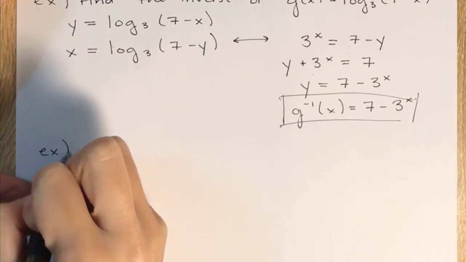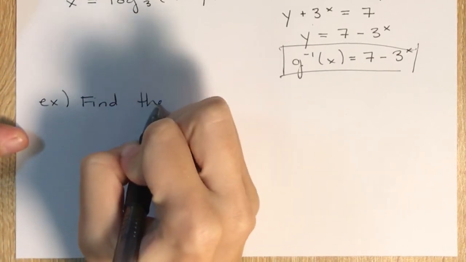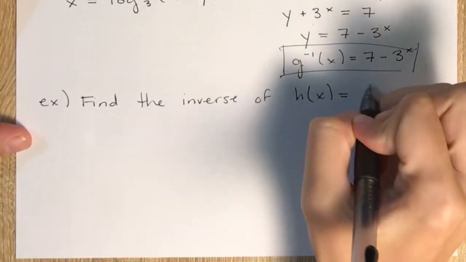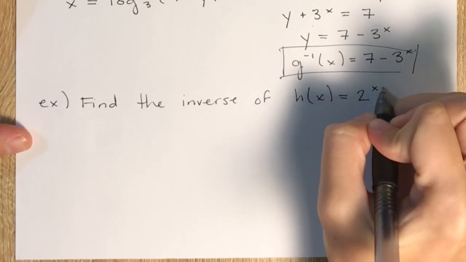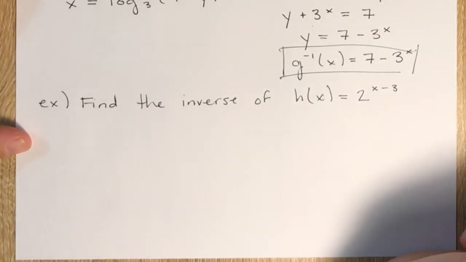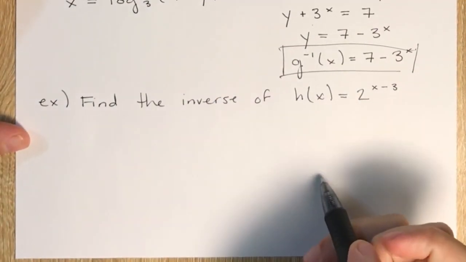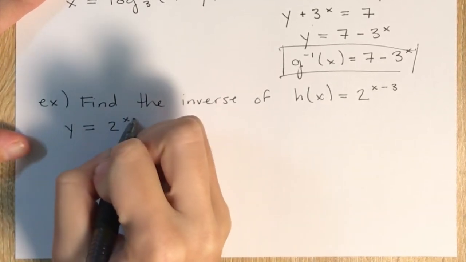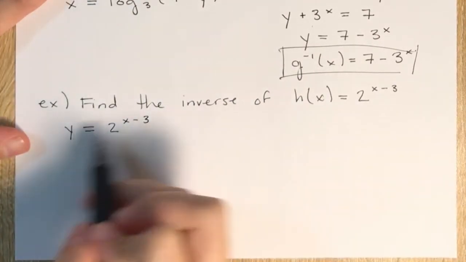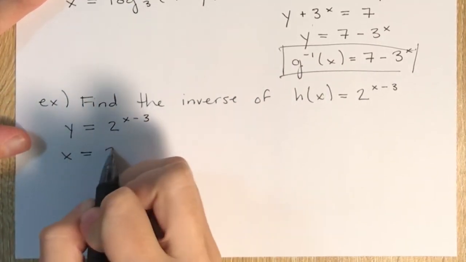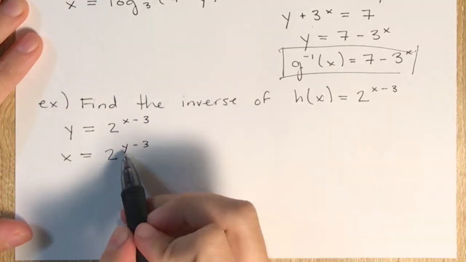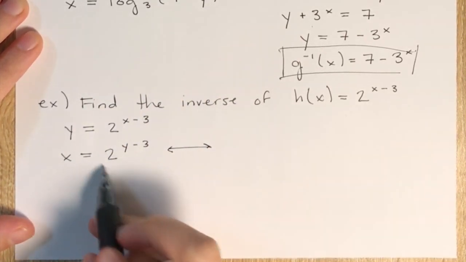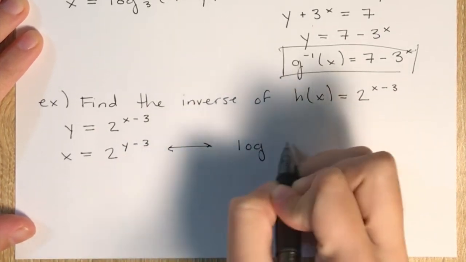Let's do one converting from exponential. Let's say we have this. We want to rewrite with y. So y equals 2 to the x minus 3. We swap x and y, so we have x equals 2 to the y minus 3. Now that we have it in the exponential, we want to swap forms. An exponential with a base of 2 is going to give us a logarithm with a base of 2.